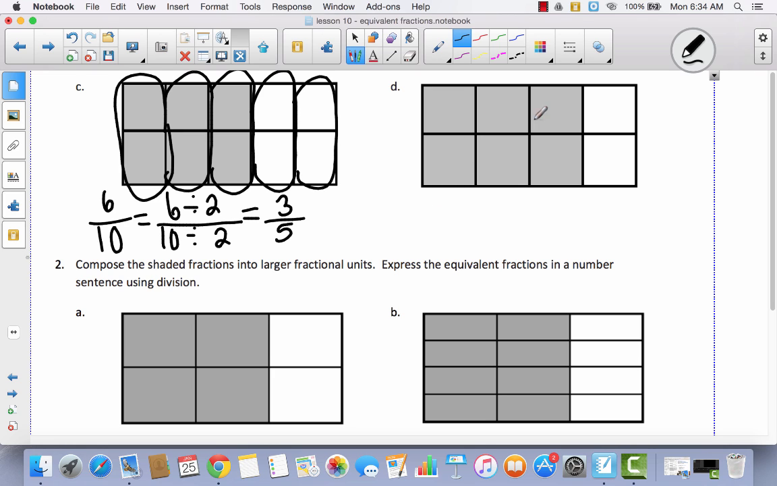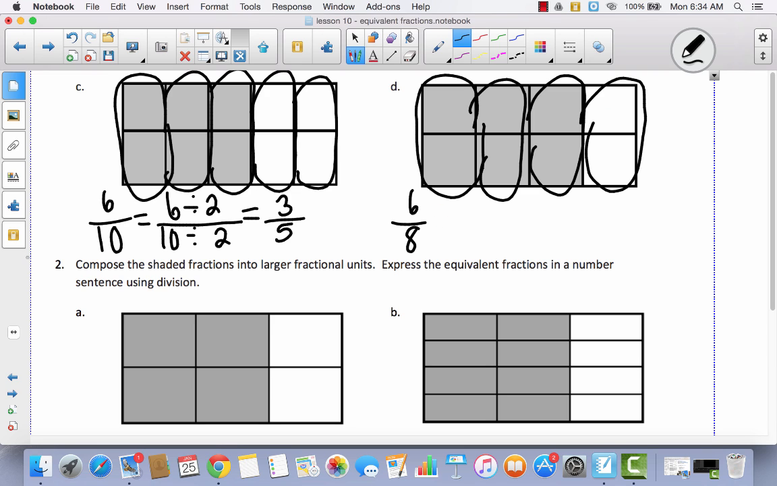Okay, so I begin with 6/8 because I have 6 out of 8 shaded. So when I look at this, I'm seeing that I can make equal groups of 2. So I'm going to go ahead and circle groups of 2. I've got 1, 2, 3, 4 groups of 2.